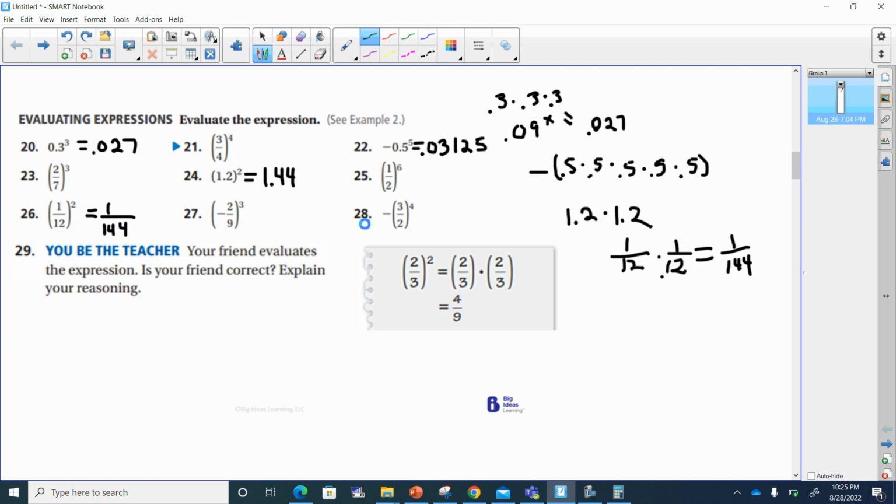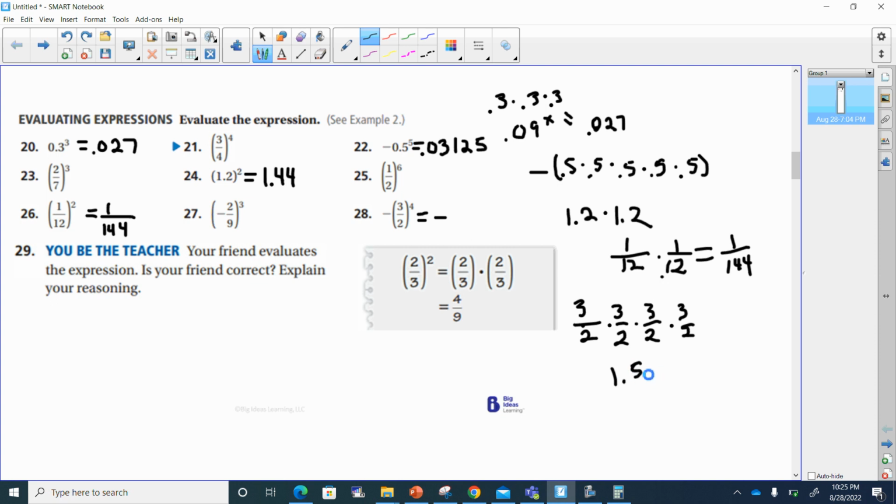Number 28. This is going to be negative because the negative is not affected. Now we've got to take 3 over 2, multiply it to itself 4 times and get a number here. So we're going to have 3 over 2 times 3 over 2 times 3 over 2 times 3 over 2.